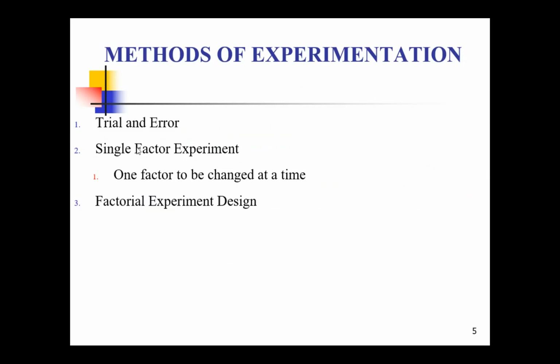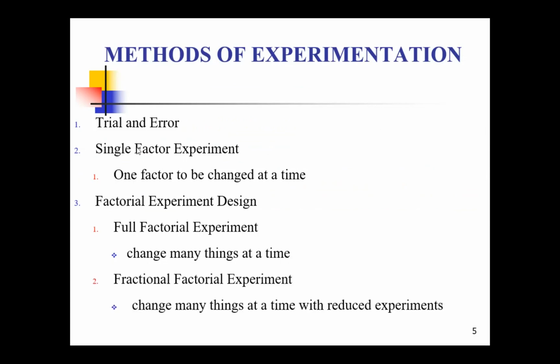In the factorial experiment design, we have two types. One is full factorial, in which we are going to change many factors at a time. In the fractional factorial also, we are going to change many factors at a time, but compared to the full factorial design, the fractional factorial experiments will have a lesser number of experiments. In detail, we'll see later on.